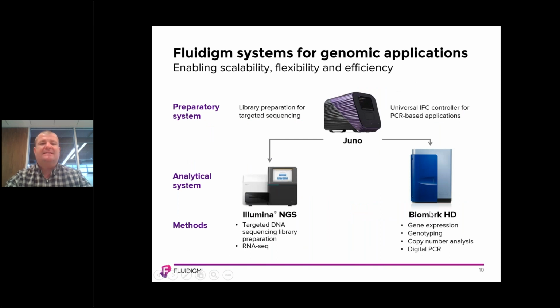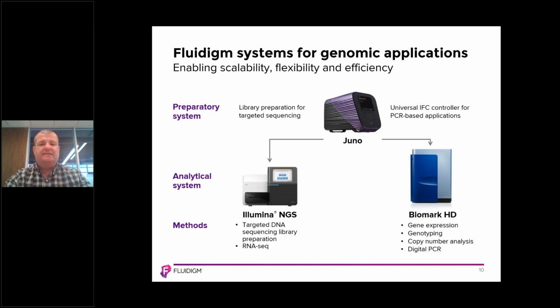So let's take a look at the systems that really are attached to these microfluidic devices again. We spoke again in the last session about a whole range of genomic systems that we have available. In today's session, we're going to really focus on two systems. We're going to focus on the Juno system, and we're going to focus on the Biomark HD system. As we mentioned last week, and to refine it this week, the Juno system, shown at the top of the slide, is the preparatory device.